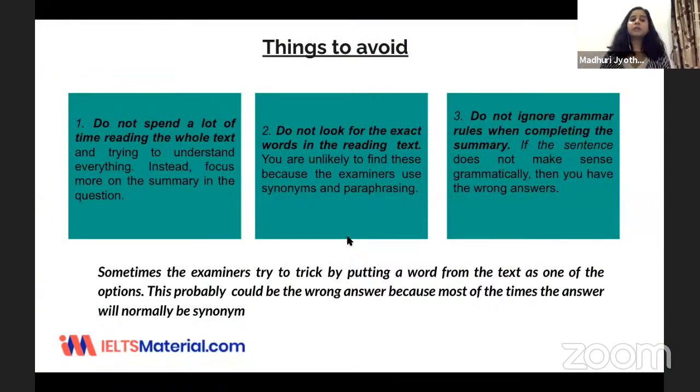So we're just going to summarize what we've learned today for reading. The first thing to remember is don't spend a lot of time reading the whole passage. Try to go through it quickly. That is called skim reading. Then don't look for the exact words which you find in the question in your passage. You have to look for synonyms or the word meanings in the passage.